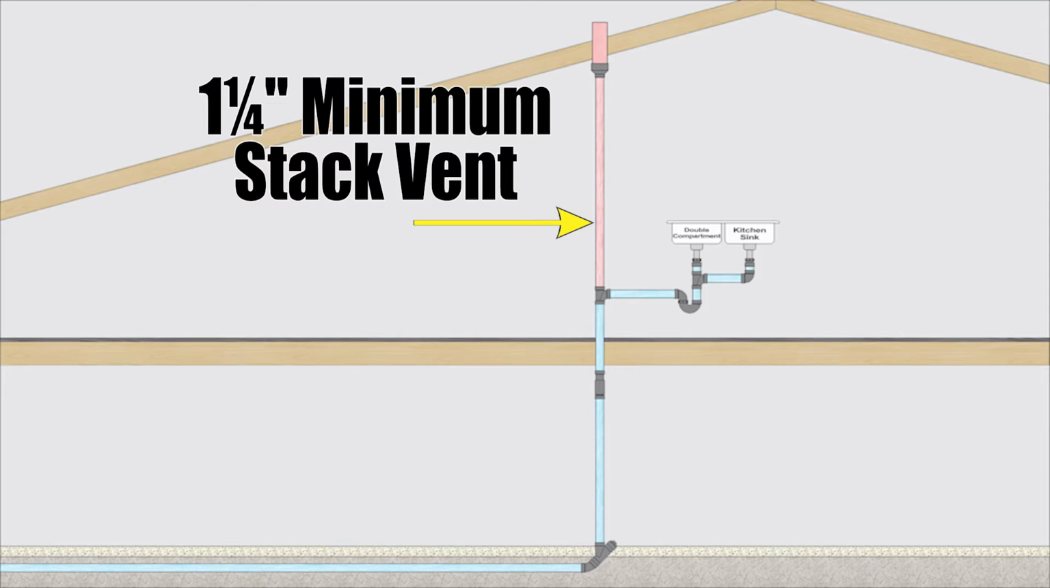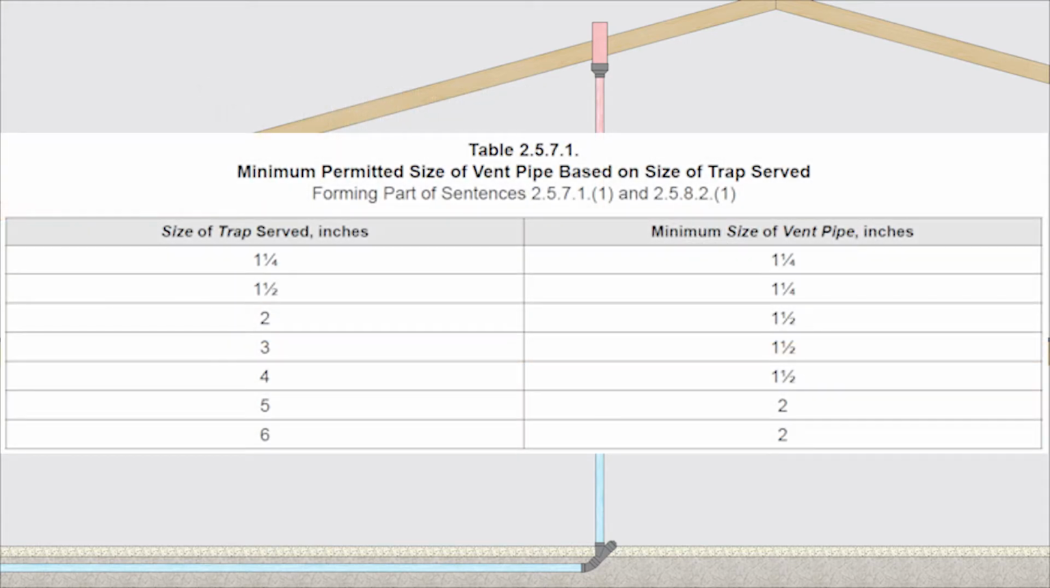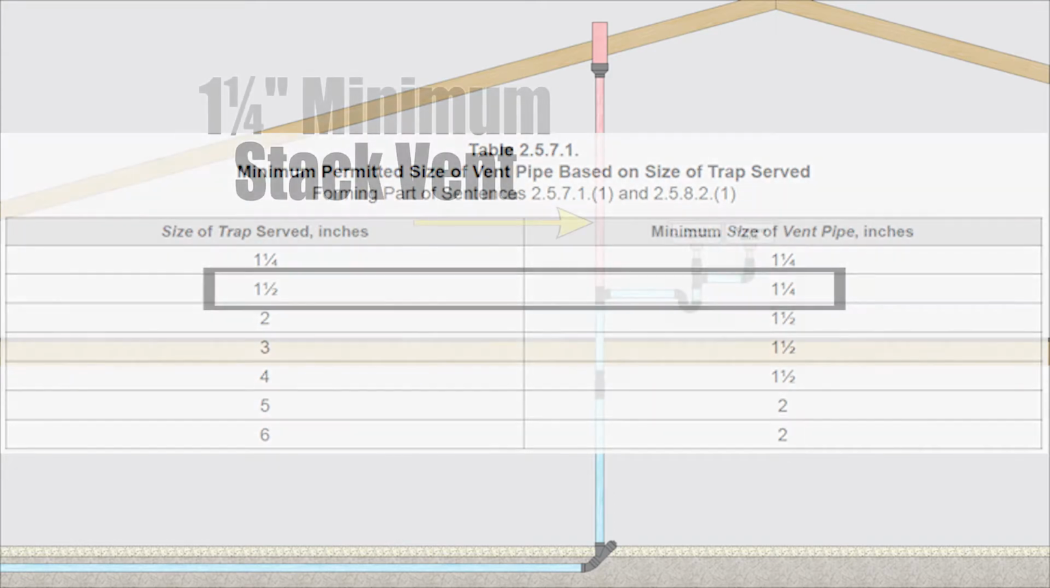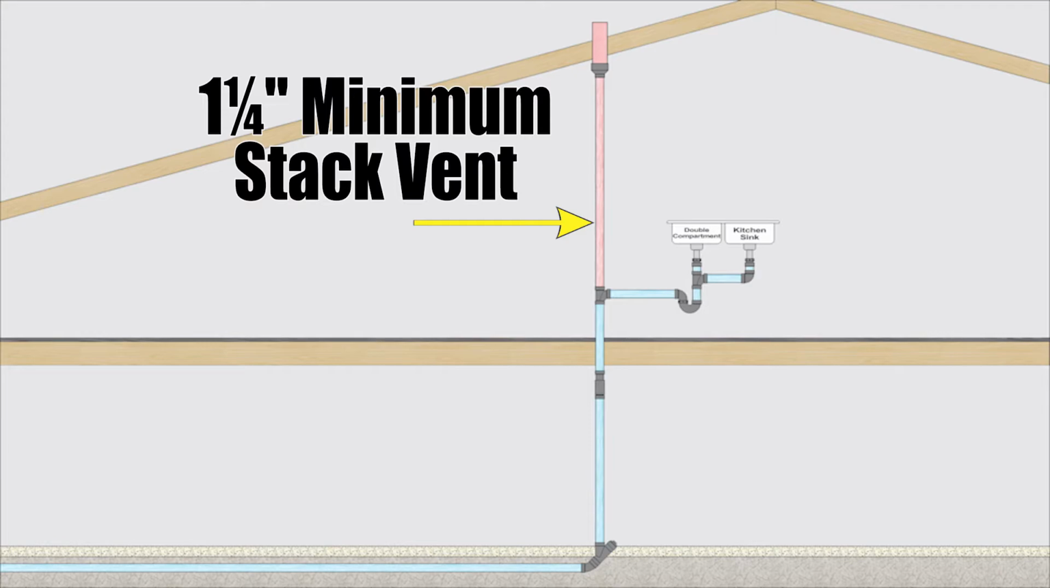Now, for every vent, I also need to check table 2571. That's the minimum size of vent based on the size of trap being served. Well, I have a 1.5 inch trap, and table 2571 tells me that I can have a 1.25 inch vent pipe minimum for that. So what that means is we've confirmed that our stack vent will be 1.25 inches minimum.